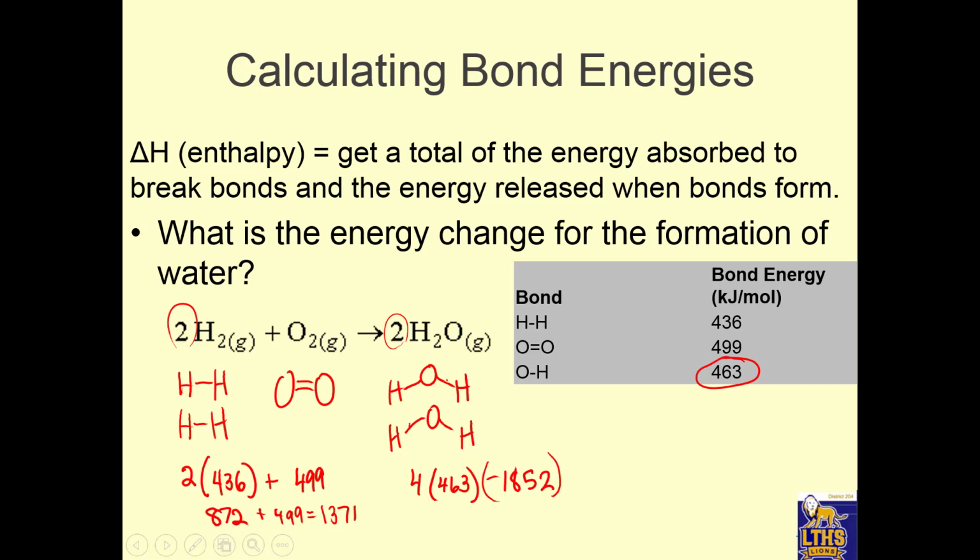So overall, in this reaction, it's going to absorb 1371 kilojoules of energy to break the bonds, and then 1852 kilojoules of energy is going to be released when the new bonds form. So this overall reaction releases more energy than it takes in. We call this exothermic because more energy is released than gets absorbed. So this is an exothermic reaction.